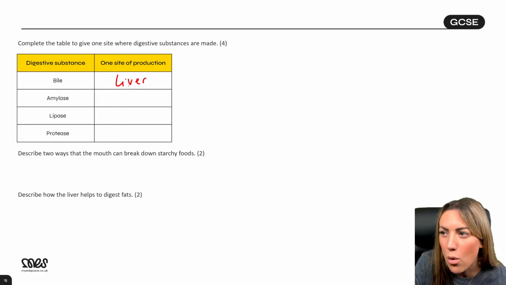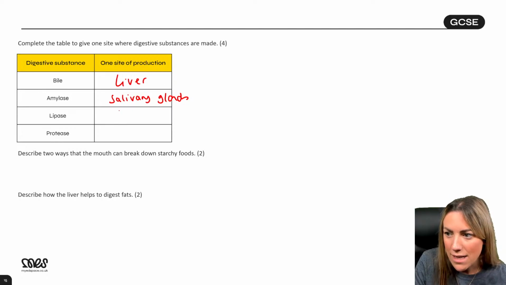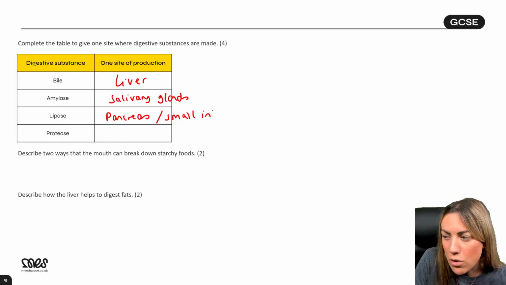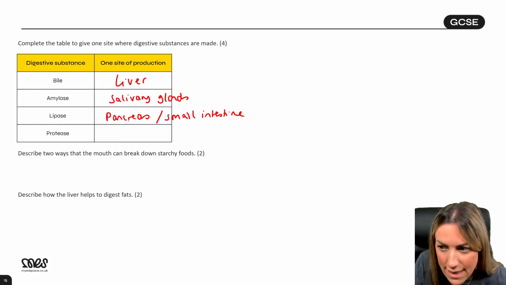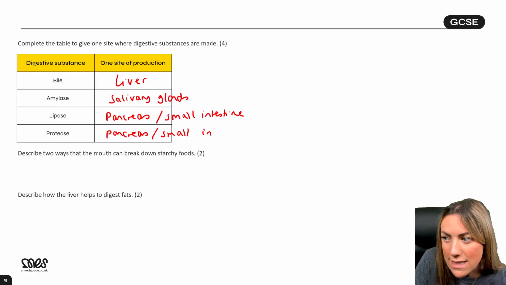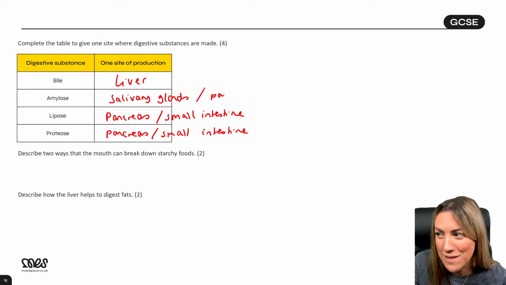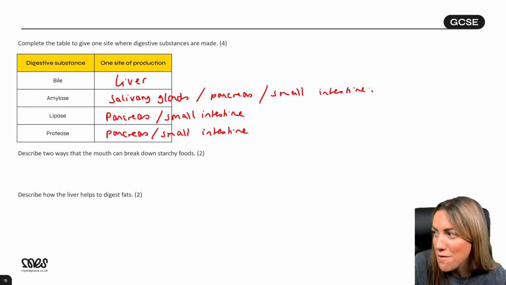amylase? Mouth. Oh, no, we can't say mouth. Can we? Because it's not produced by the mouth. It's in the mouth, but it's produced by the salivary glands. Lipase, we just need one site of production. So we could say pancreas, or we could say small intestine. What about protease? Again, we could say either, couldn't we? Because remember, the pancreas and the small intestine produce all three. So in fact, for amylase, we could have said pancreas or small intestine as well, couldn't we? I think some of you have maybe put that in the chat.